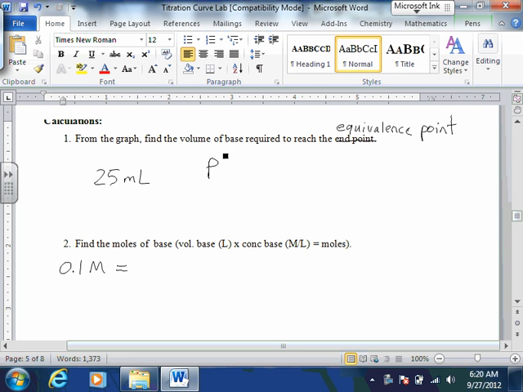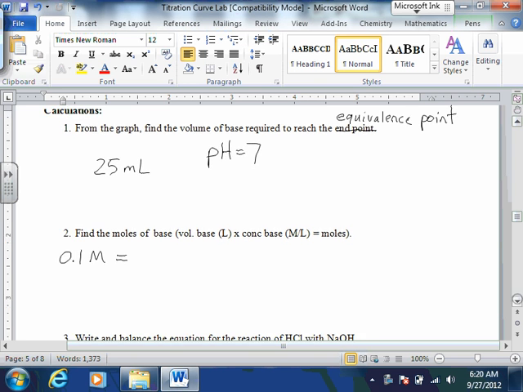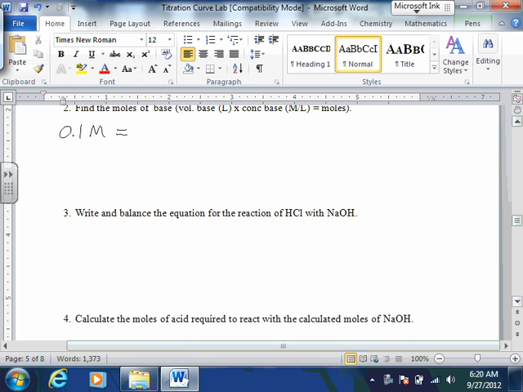You're looking for when the pH is equal to 7, okay? Because for a strong acid, strong base titration, that is when you're going to have the equivalence point, okay? And it's kind of telling you what to do here.